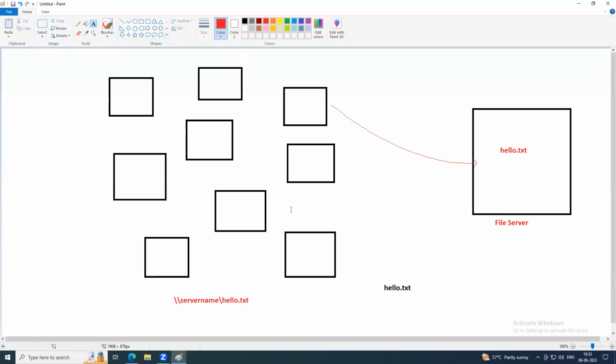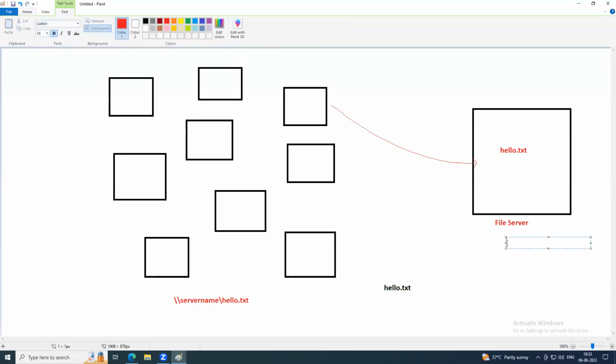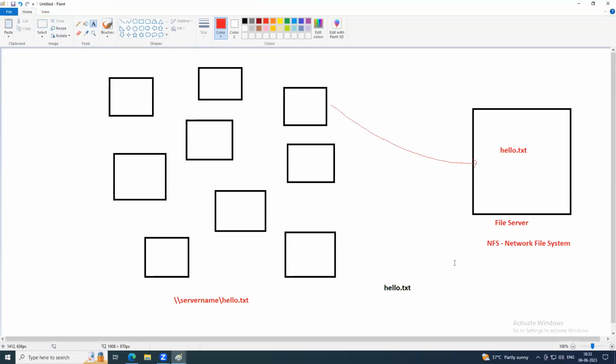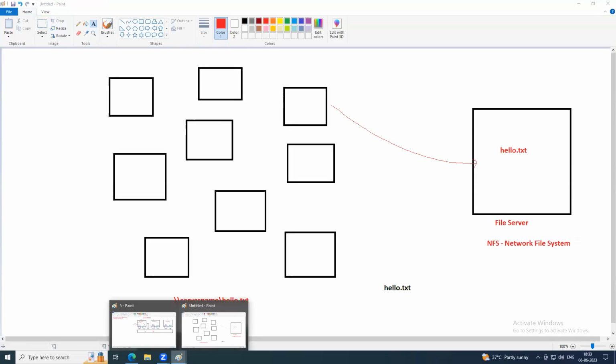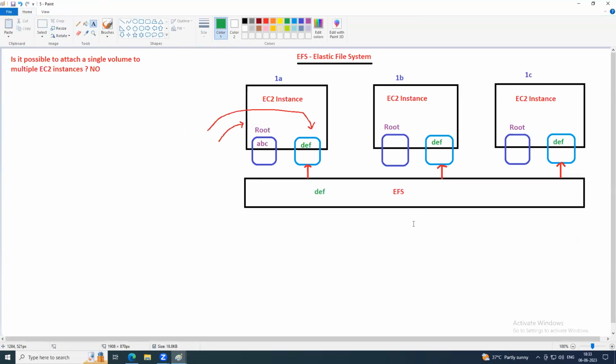So can I say this is NFS, network file system? Your file system is mounting through the network only, for all the laptops. So can I call it NFS, network file system? This is network file system. So this will be done in your companies. But in AWS, what is the same concept that can be implemented? The same concept is nothing but EFS. Now you got it? It is just like a file server that can be shared to multiple EC2 instances.